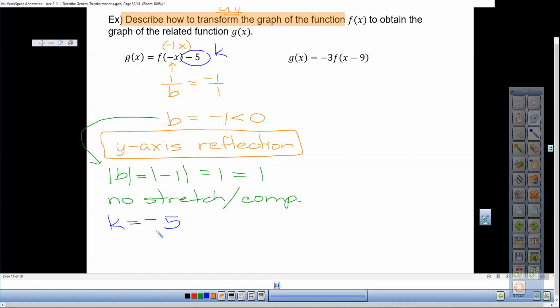K does translations up or down, depending on the sign. If K is positive, then we go up, which is the positive direction from the origin. When K is negative, the function moves down in the negative direction from the origin. So because our K is negative, this means that we have a translation down, and we always do the units, and units are always positive. This is a mistake I sometimes see people make. Units, like factors, are always positive. So it's 5 units, not -5.